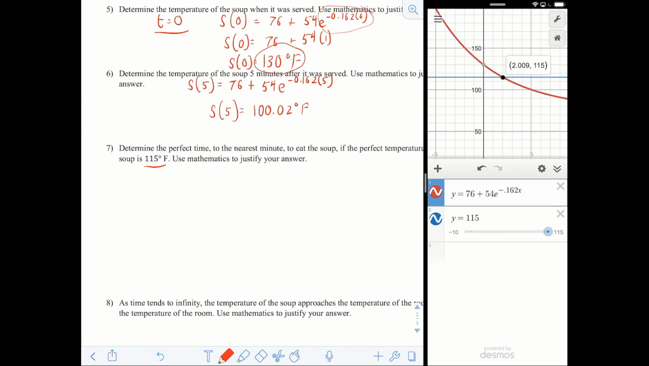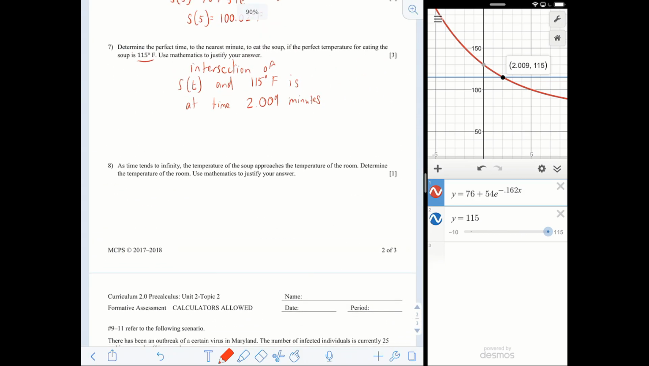So use mathematics to justify your answer. You would say the intersection of S of t and 115 degrees Fahrenheit is at time 2.009. And since we're talking about minutes, that's going to be minutes. Don't worry about converting from minutes to seconds or anything like that. Just say 2.009 minutes.